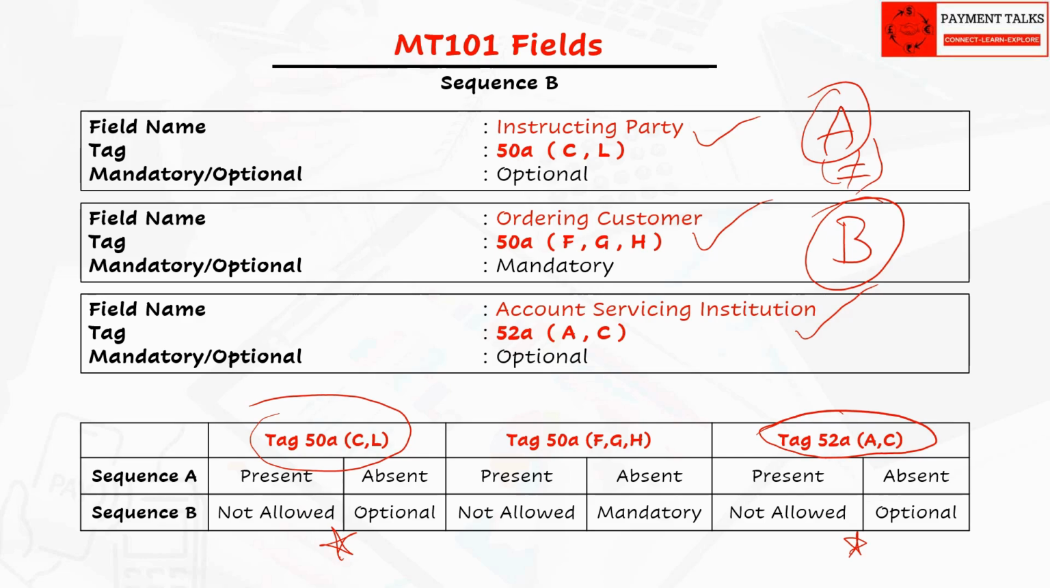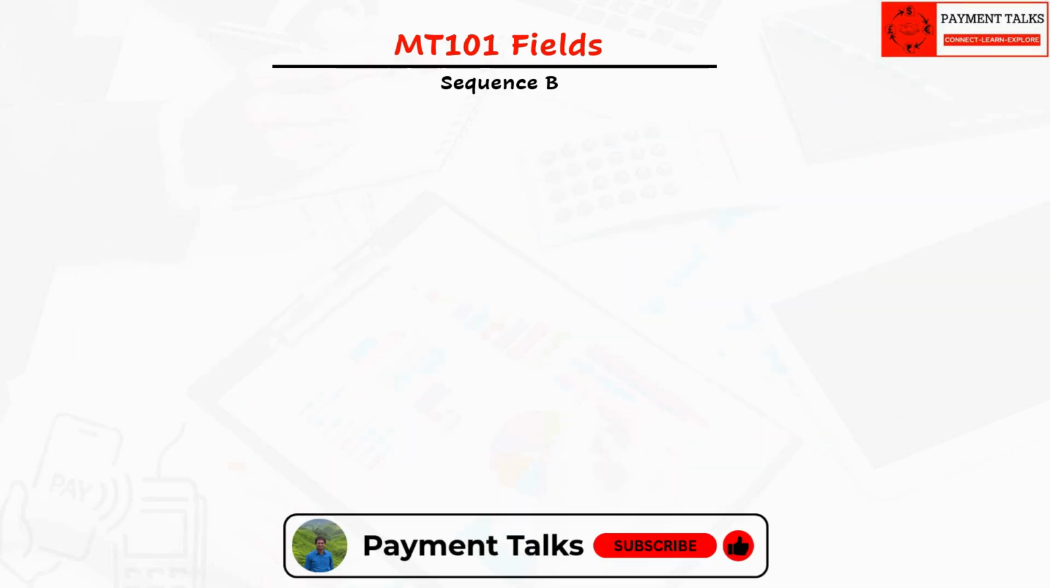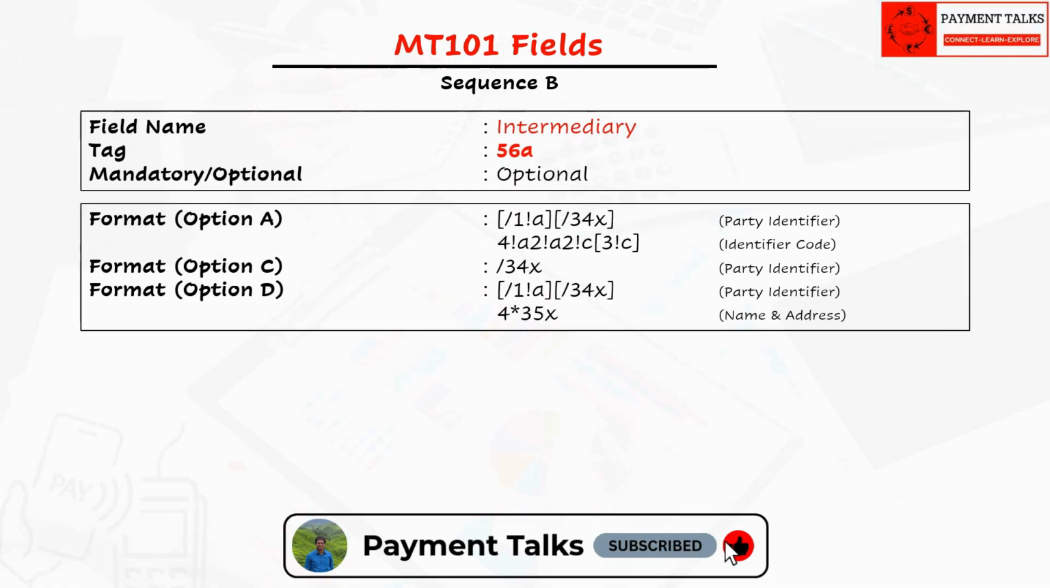Now coming to ordering customer, that is the debtor. It must be present in either sequence A or B. Unlike the other two fields, this cannot be absent in both sections. That is why I want to mention this as mandatory so that you can remember it. The next field is intermediary, tag 56A.